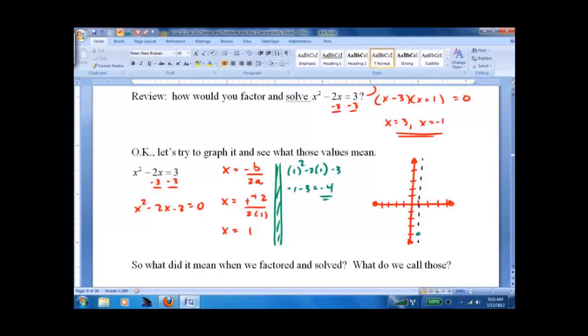It's down at negative 4. And we're going to graph it up. It's going to hit at negative 3. There it is. So, the question I ask is, what do these mean? When we solve it, we get x equals 3 and x equals negative 1. And for that, I would strongly suggest you look at this and this.